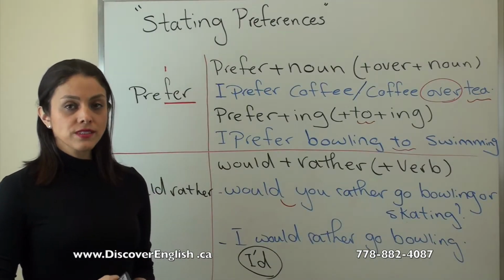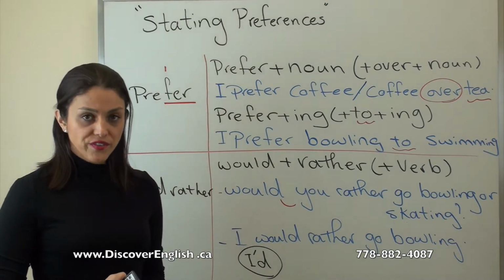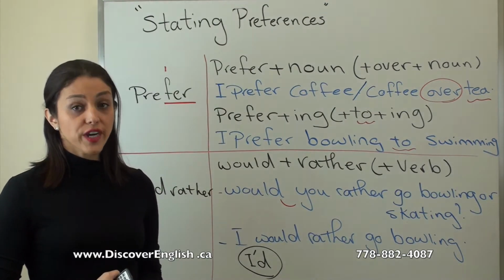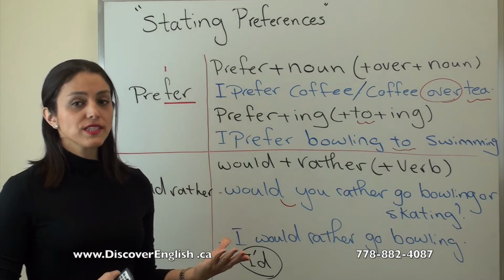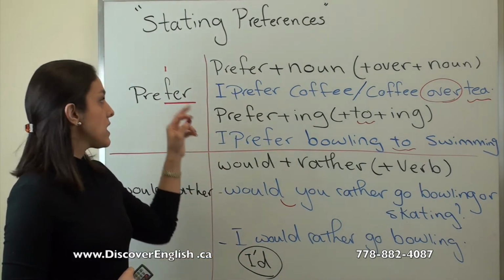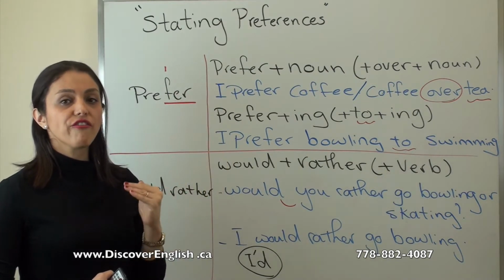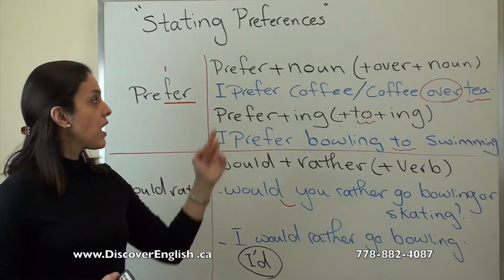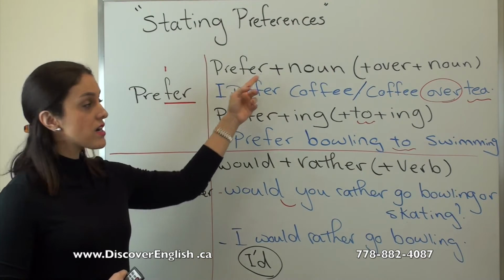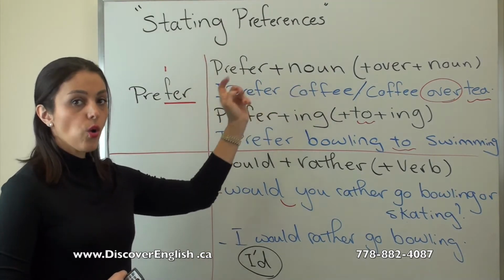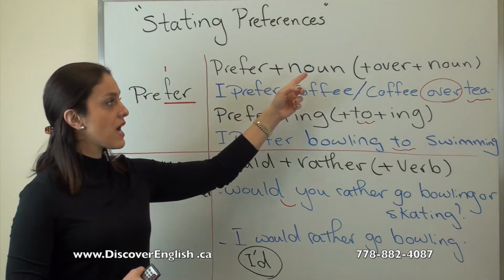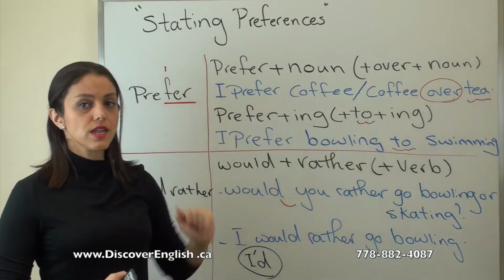The other option for just talking about your preferences is using the verb prefer. Just pay attention to the pronunciation. The stress is on the second syllable, so you say prefer, prefer. Okay, so you say prefer plus noun, or prefer plus noun plus over plus noun.